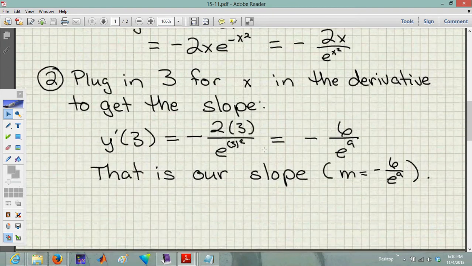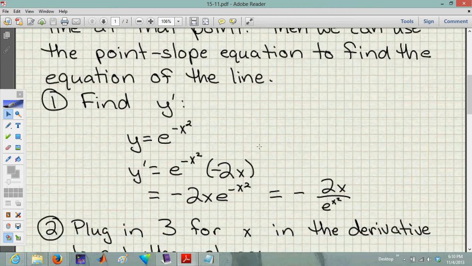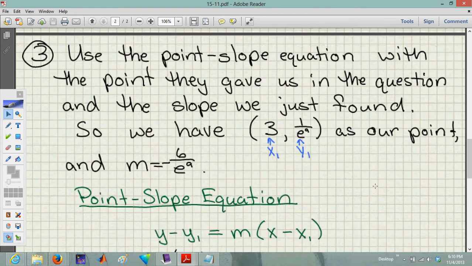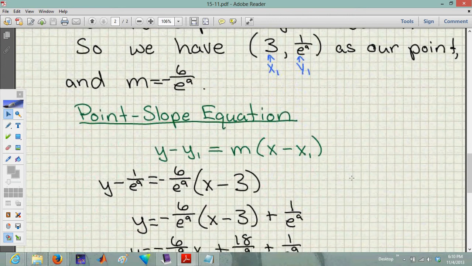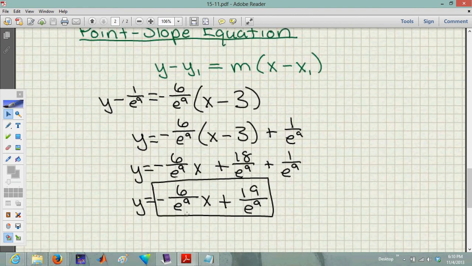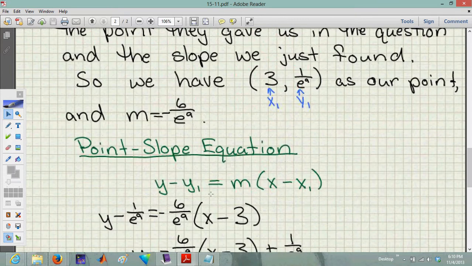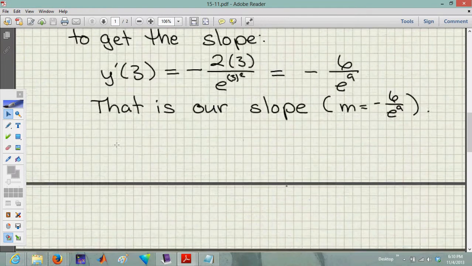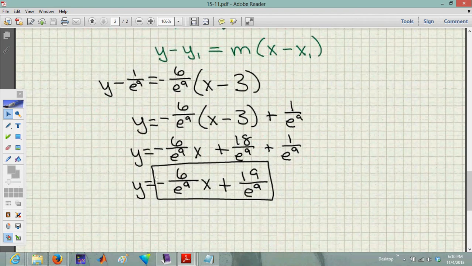So let's just make sure that we remember the steps here. Find the derivative, plug in the x value that they gave you into the derivative to get you your slope. That's your m in the point slope equation. And then just plug everything into the point slope equation and you will come up with an equation for the line. They're already giving you y equals in the prompt here. I'm going to get back up to that. They're already giving you y equals, so don't include that in your answer. Just give them what I've got circled in the box. Boxed in the box. Right here for your answer.